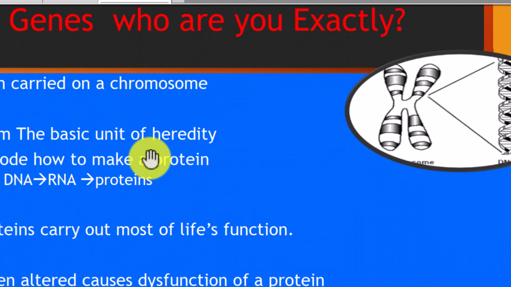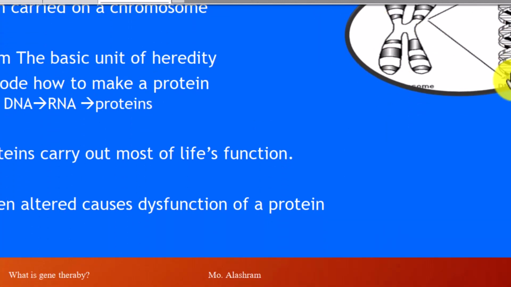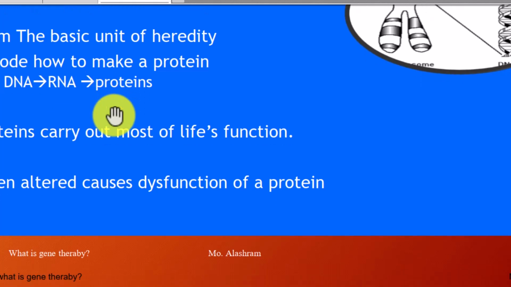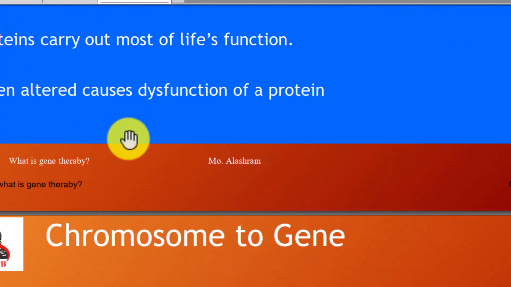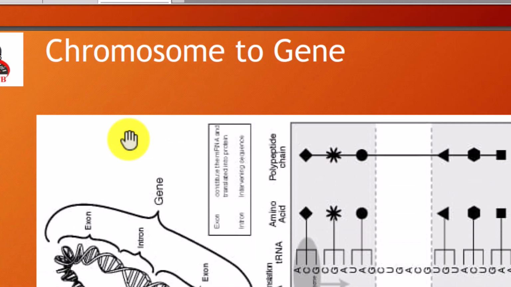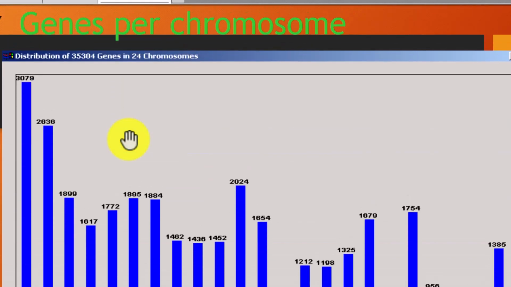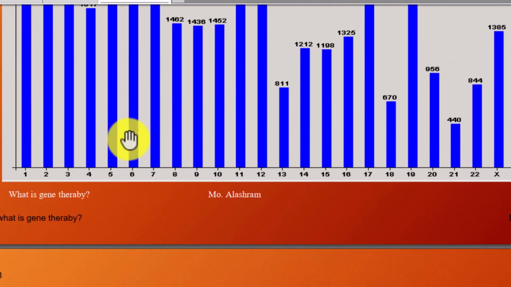Gene. What is a gene exactly? If the gene spoke about itself, it would say, I am carried on a chromosome. I am the basic unit of heredity. I encode how to make a protein: DNA becomes RNA, becomes proteins, the central dogma. Proteins carry out most of life's functions. When a gene is altered, it causes dysfunction of a protein. This shows the number of genes per chromosome.